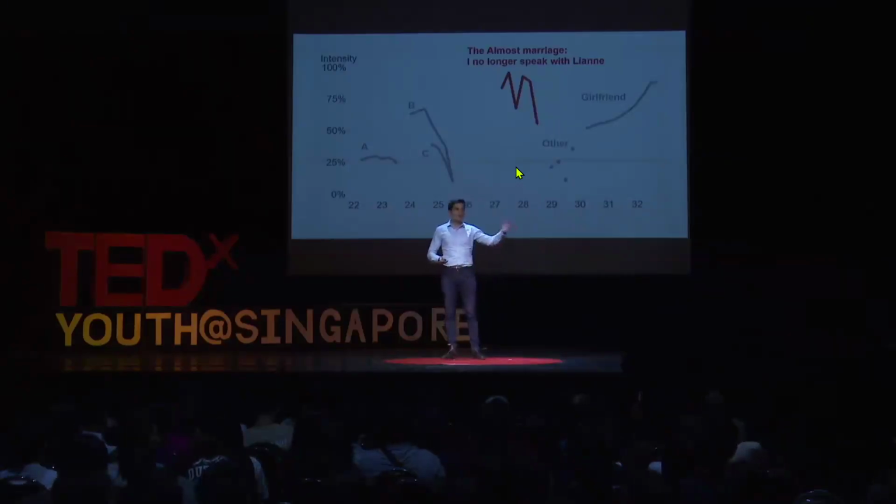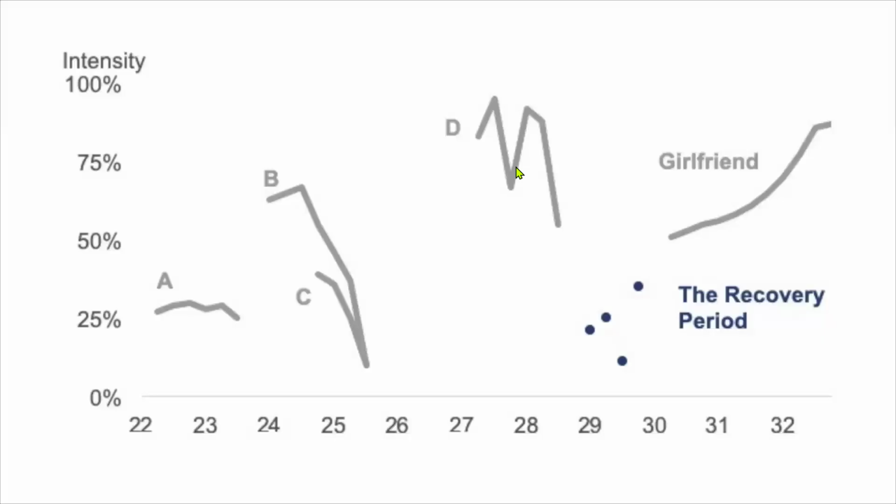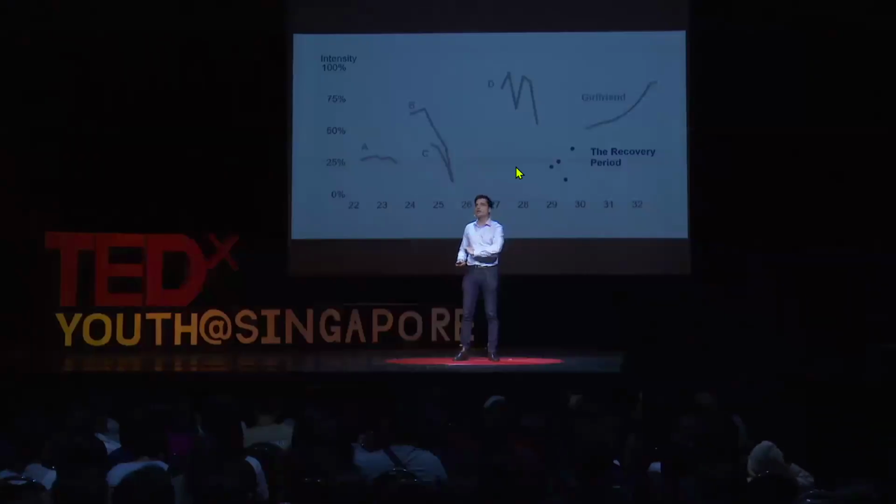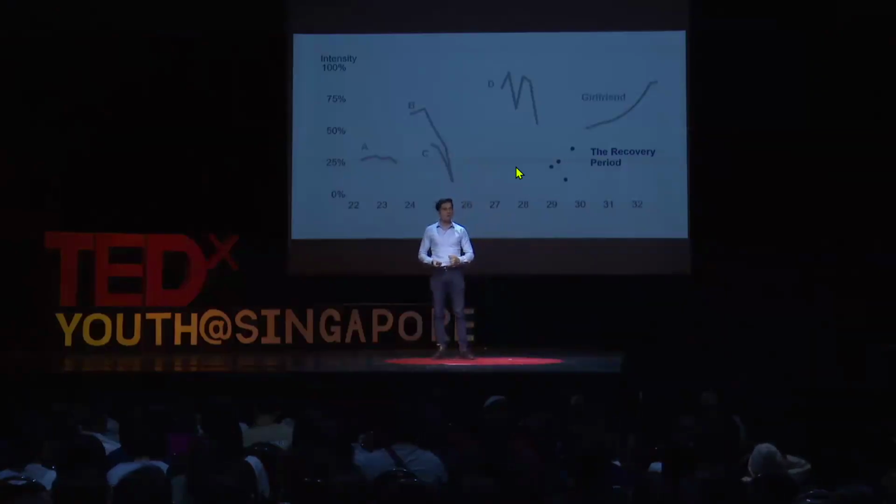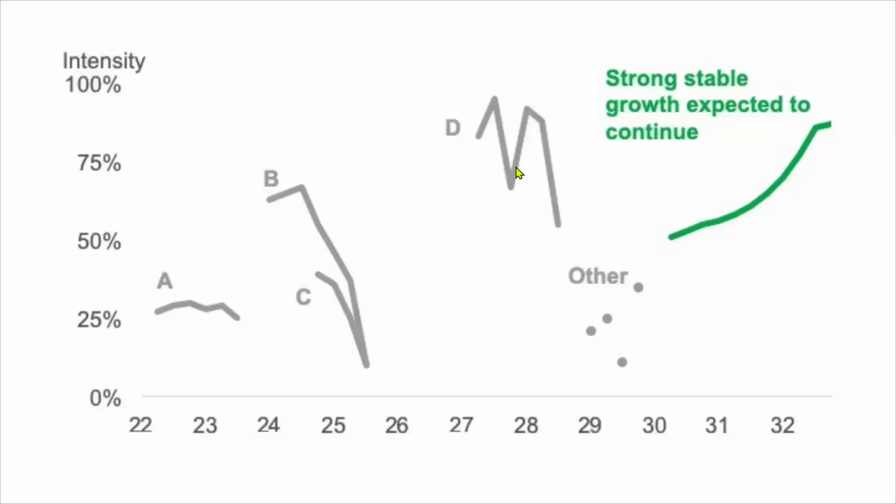So after that ordeal, we have the recovery period. I estimated the intensity of these relationships on quarterly intervals. So sadly, none of these dots made it into a line. And finally, we've got my current relationship with a forecast of strong growth expected to continue into the future.